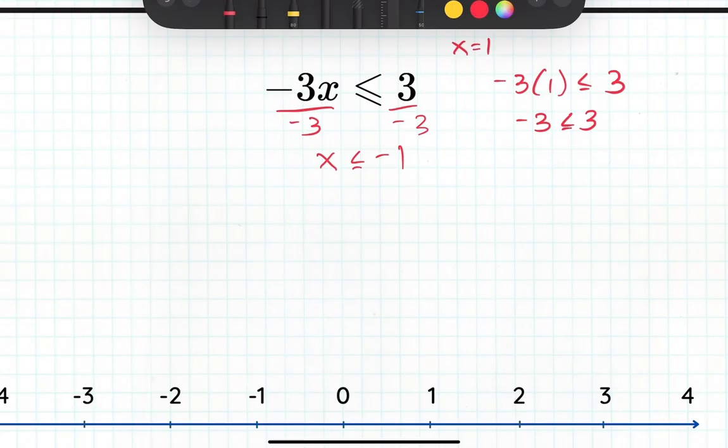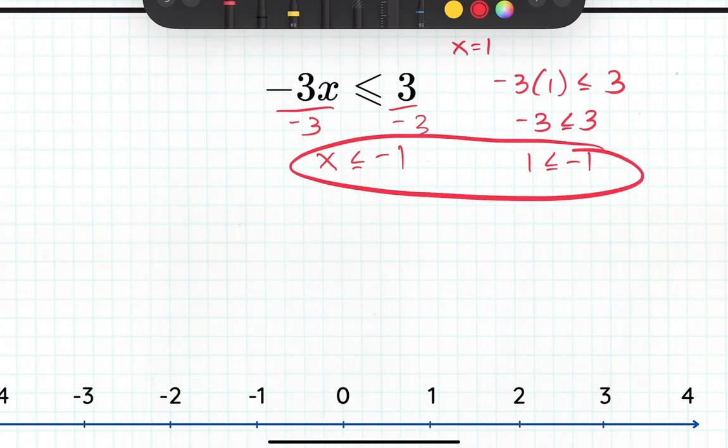Well, yeah. But now what about for the second one? Is 1 less than negative 1? 1 is over here and negative 1 is over here. So clearly positive 1 is greater than negative 1 because it's farther to the right. And so this doesn't make sense.